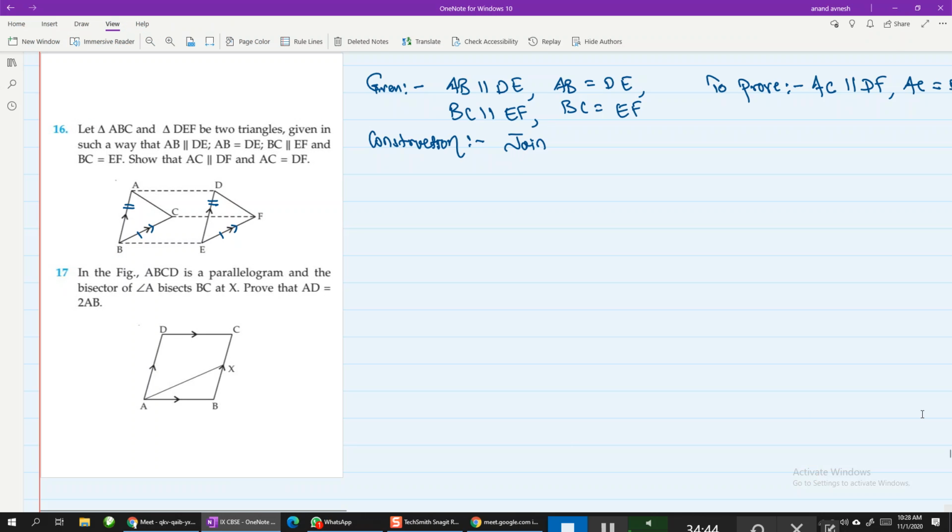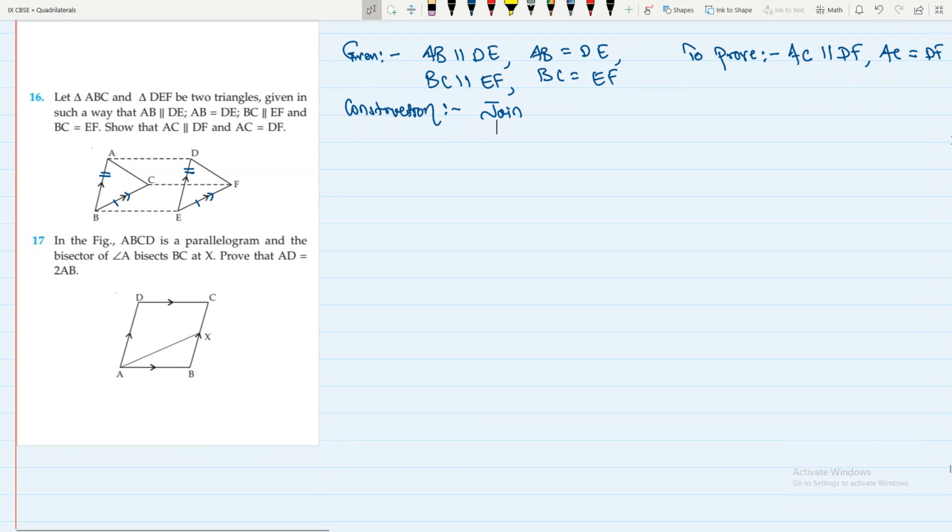Arya, please help me with construction. Sir, join AD, CF and BE. Very good. Join AD, CF and BE. Sir, even if the construction is already done, we have to mention the construction? You have to. It is a must. Since if you read the question, it is nowhere mentioned that these lines are joined. Also, in the figure which is given to you, these lines are joined in a dotted manner. So dotted lines are always construction, therefore you have to write it. Even if it is shown, you have to write it.